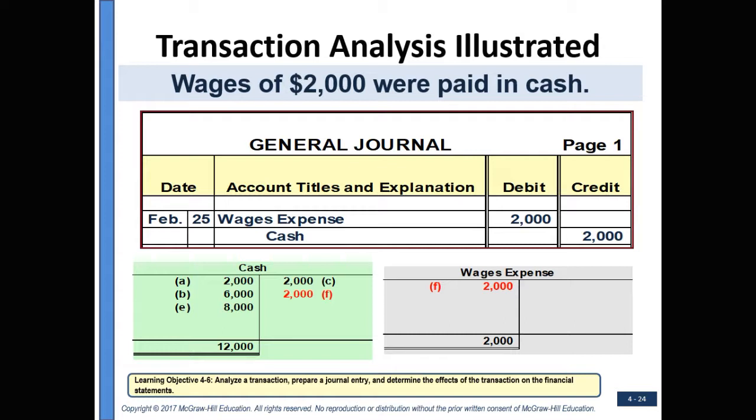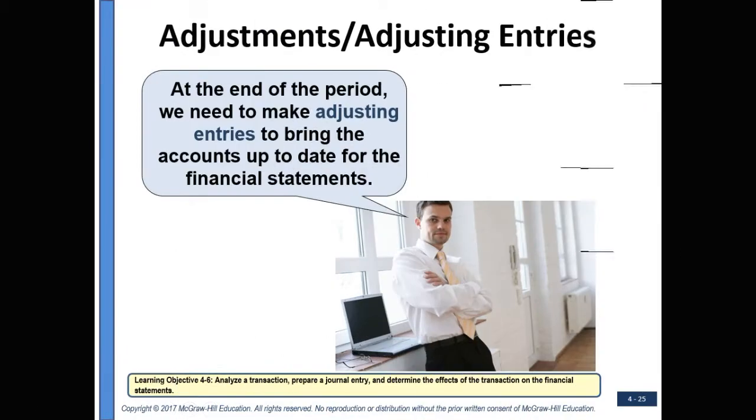Now, finally, we're going to look at transaction F. Wages of $2,000 were paid in cash. The date is recorded in the date column. Accounts affected are here in the description column. And then their impact is tied here in the debit and/or credit columns. After completing the general journal entry, we then post to the ledger accounts.